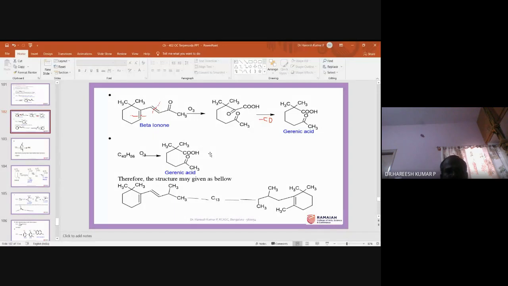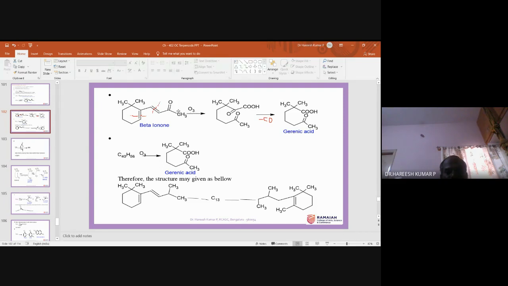Next, this one, right? So here beta ionone was taken. How is it obtained? It is obtained by the cold permanganate oxidation of beta carotene. The obtained beta ionone was taken and subjected to ozonolysis. You know that ozone reacts with the double bond, forming an ozonide, and then leading to a product.